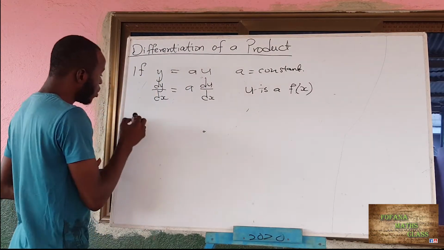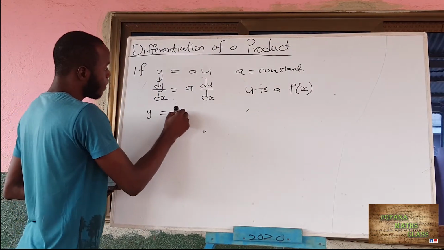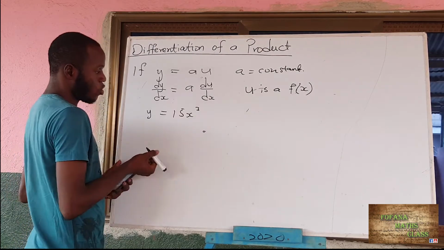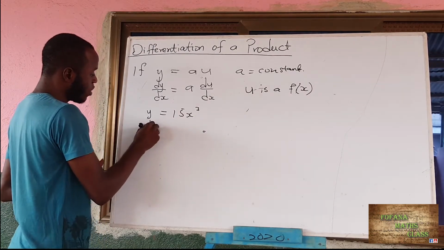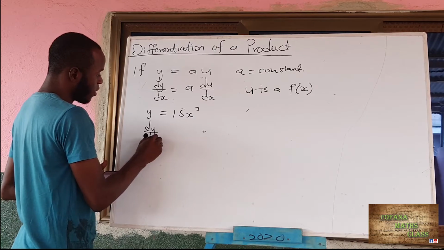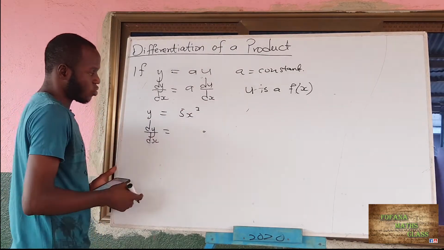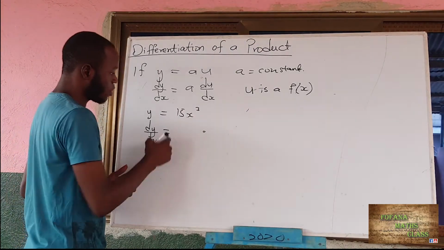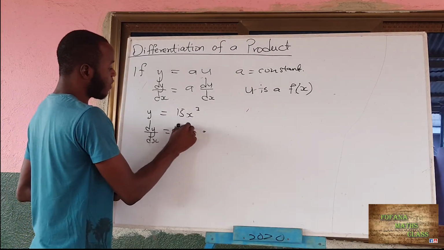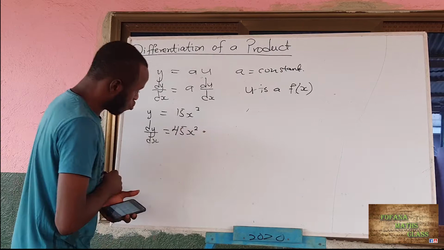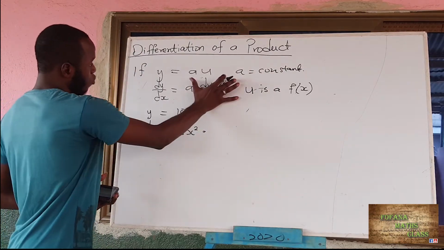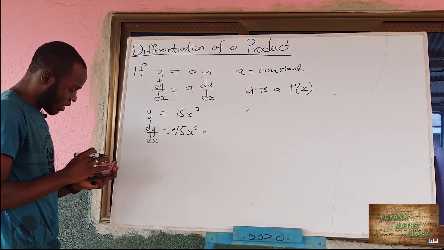An example is if you have y equal to 15x to the power 3. When you differentiate this, you will be obtaining dy/dx equal to what? If it is 15, we will be obtaining 45x to the power 2. So this is a short example for you to get the explanation.